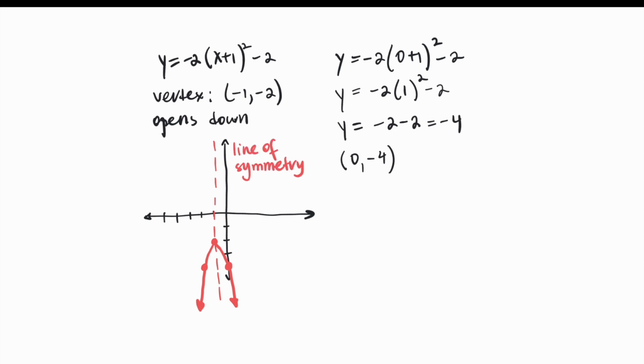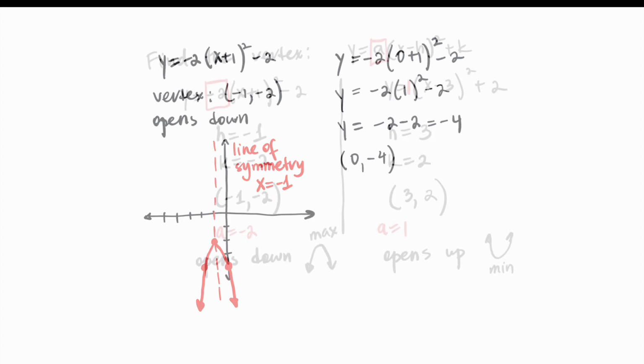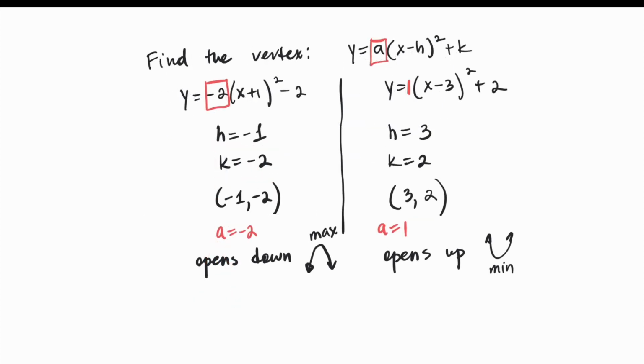It is a vertical line, and if you're asked to write an equation of it, you would just say x equals negative 1. That's the negative 1 that comes from the vertex. It passes through that negative 1 on the x-axis. Let's now look and complete the same work for the second example that we already have some information about. This example is y equals 1 for the a, times (x minus 3) squared plus 2.